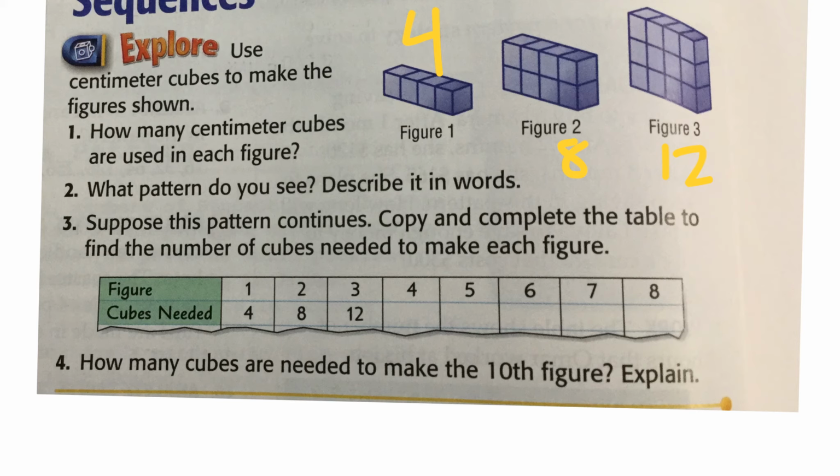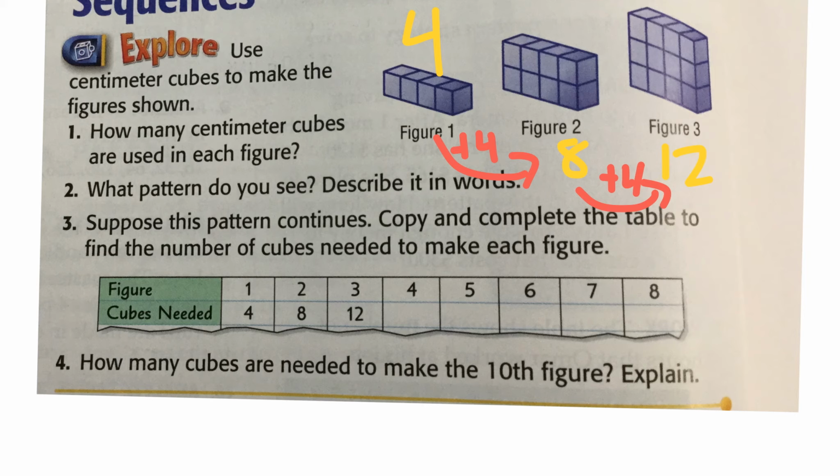So each new figure has 4 more cubes. Very good. So you see as we get from 4 to 8, we added 4. And then to get from 8 to 12, we added 4 again. So we're adding 4 each time. Now suppose this pattern continues. Copy and complete the table to find the number of cubes needed for each figure.